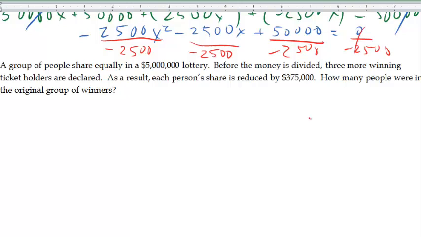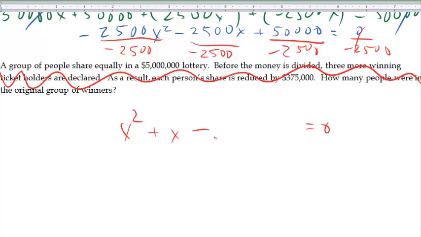Well, this still is 0. We're ignoring this right now. We'll come back to that later, perhaps. This over here is just going to be x squared plus x. 50,000 divided by 2,500, we have a negative, positive divided by negative, that's going to be 20, equals 0. Okay, so now all we have to do is factor this.